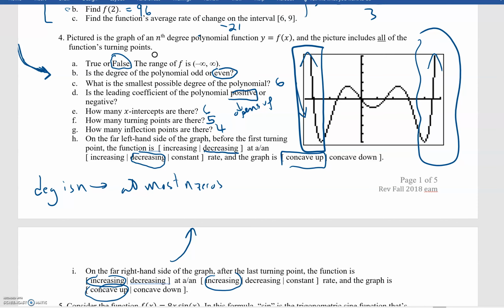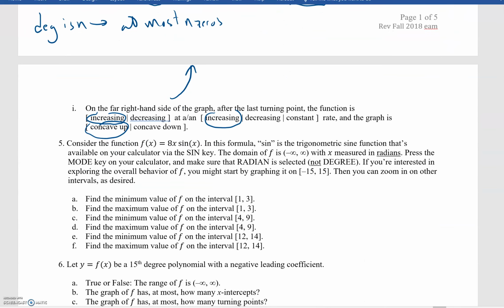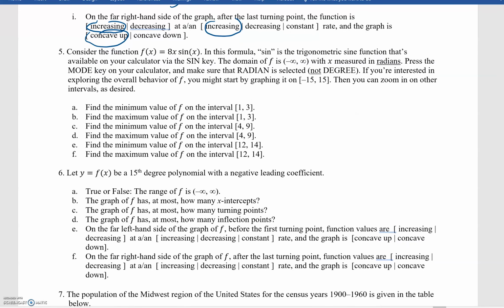Okay, so that's the last part of question 4. So let's move on to number 5. All right, consider the function f of x equals 8x sine of x. Now this is a kind of a weird one.